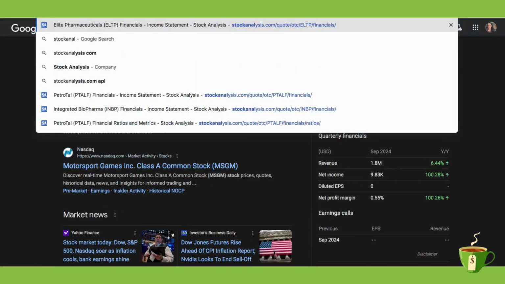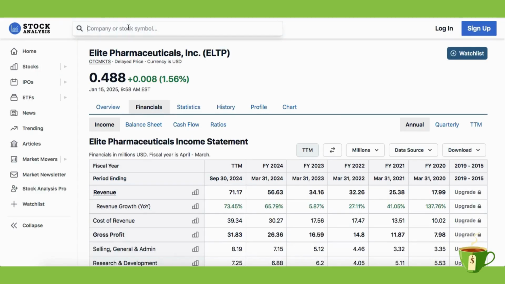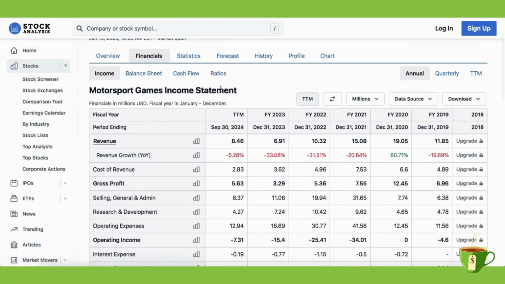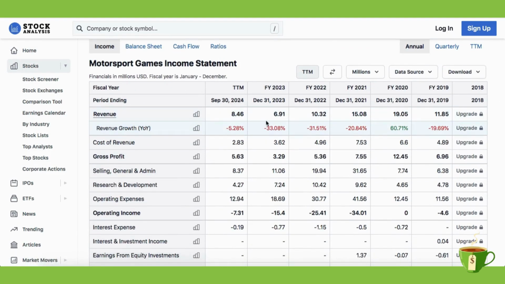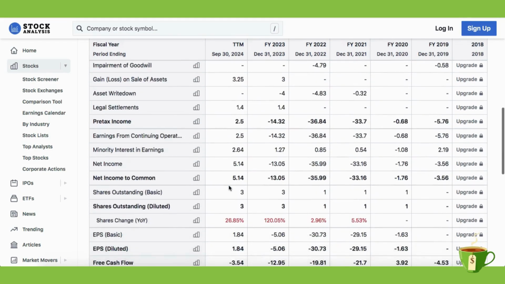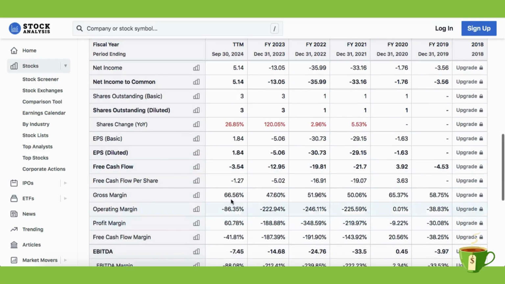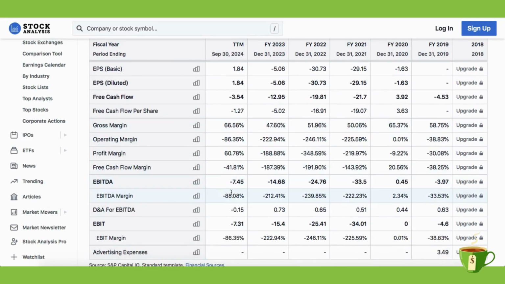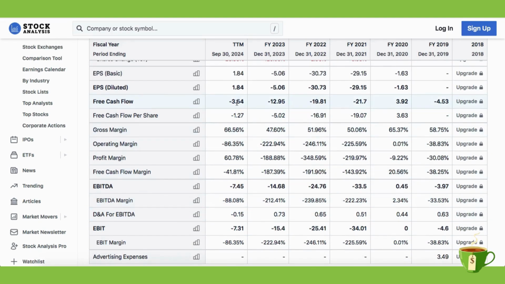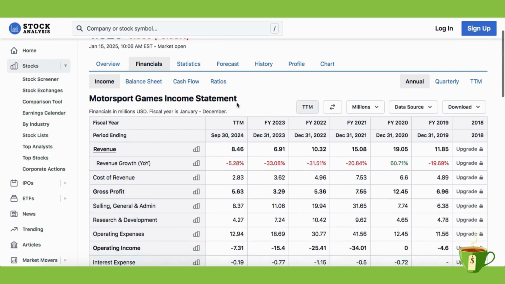So you can see what I've been looking at. Motorsport Games. I like Stock Analysis. It's just a really nice way to look at all the financials. Oh, so their revenue growth isn't too much. Yeah. So let's look around. Where's their EBITDA? Yeah, it's not very good. Free cash flow. Oh yeah, that was what I meant to put on there.